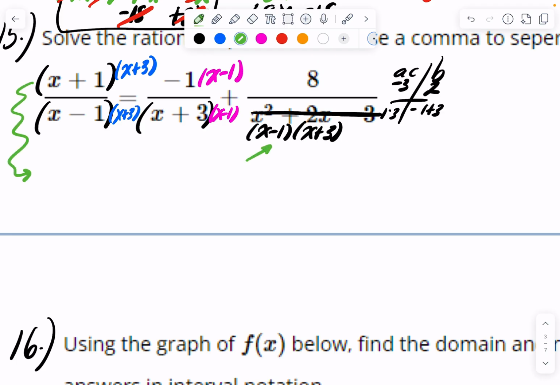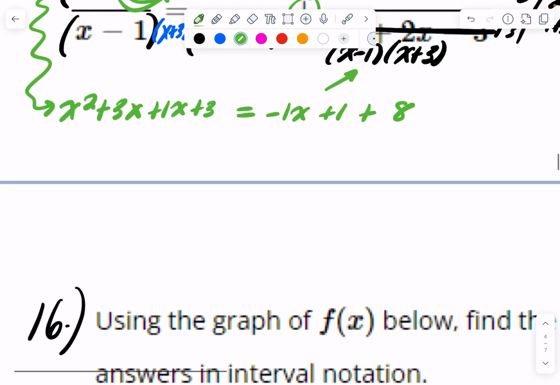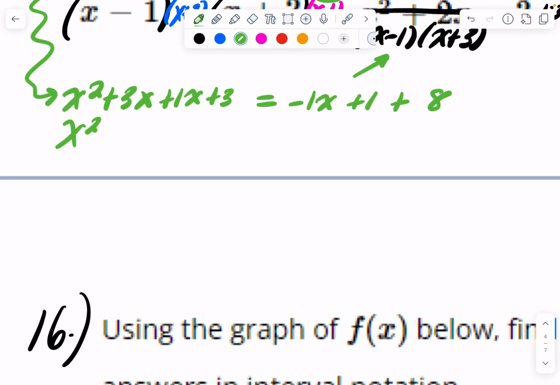So now on top I have x squared plus 3x plus 1x plus 3. Then an equal sign, then negative 1x plus 1. And then we have a plus sign, and then 8. So again, if you wanted to combine like terms, x squared plus 4x plus 3 equals negative 1x plus 9.